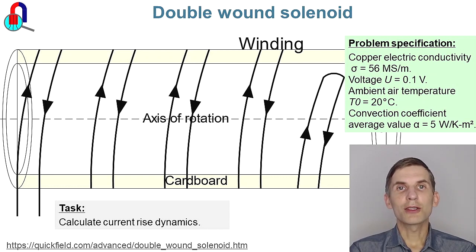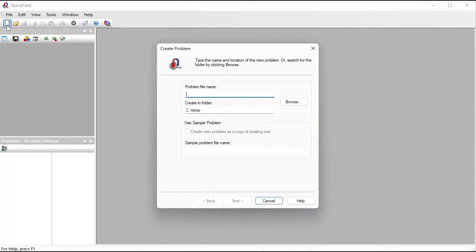So here I am going to simulate two problems: a magnetic problem to calculate the current, and a transient heat transfer problem to calculate the temperature. Okay, let's start QuickField now. In QuickField, I create a new problem.